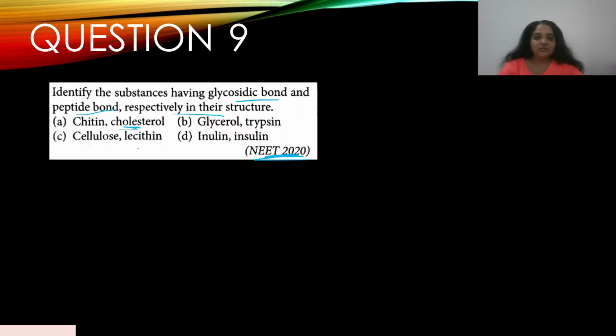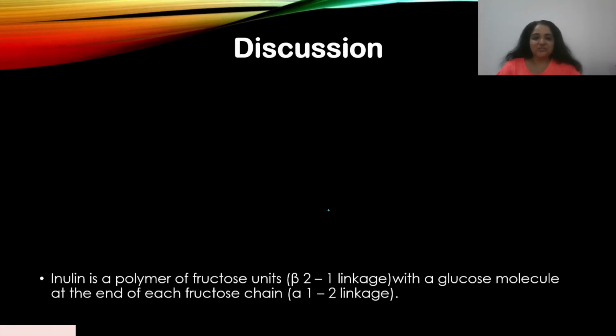C, cellulose, lecithin, no. And D, inulin, insulin. It's actually D. Inulin is a saccharide, a carbohydrate, and insulin is a protein. Sorry, insulin has a peptide bond and inulin has a glycosidic bond. Right? So the answer is D. Let's go to the discussion.